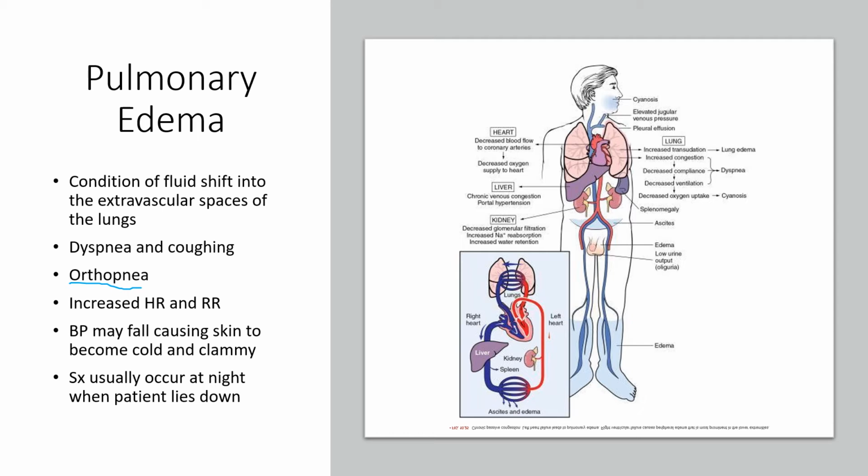Increased cardiac and respiratory rates and often bloody, frothy sputum are found in pulmonary edema as well. Blood pressure may fall, and you may notice that the skin becomes cold and clammy. You may also see cyanosis, or this bluish discoloration around the lips. You may also even see this in the fingernails. And the symptoms usually occur at night after the patient lies down.